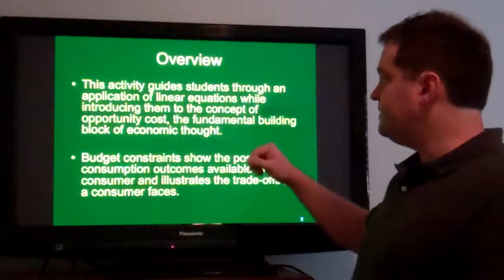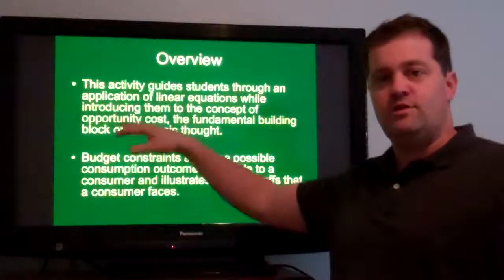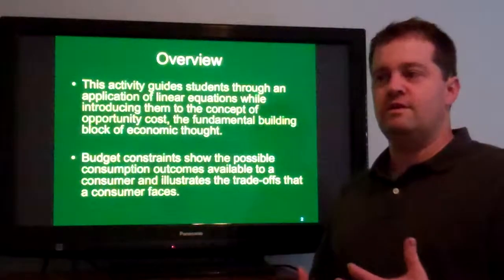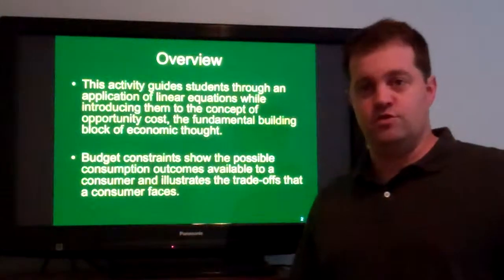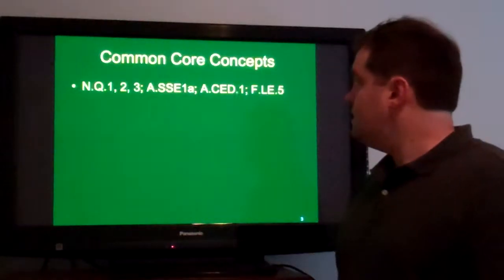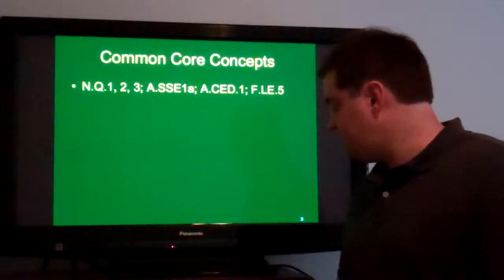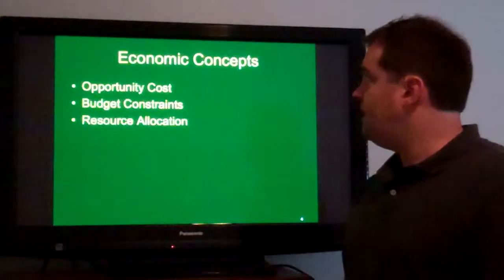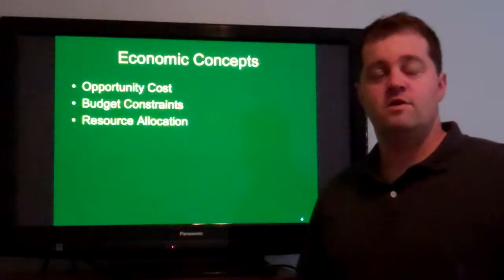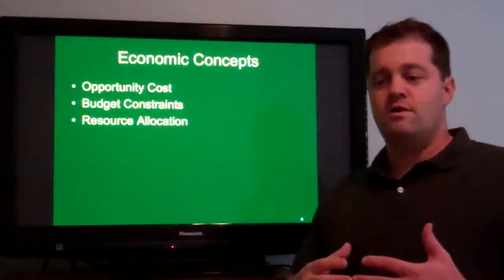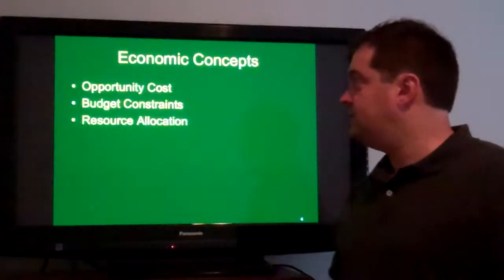So what we're going to do is use this idea of a budget constraint to show that linear equations can be used to illustrate the trade-offs that are involved in making consumption decisions. As far as Common Core goals, these are the goals that you're going to be hitting with this activity. And in terms of economic concepts, we're going to be talking about opportunity costs, something students should already be familiar with from their work with order of operations and compound interest.